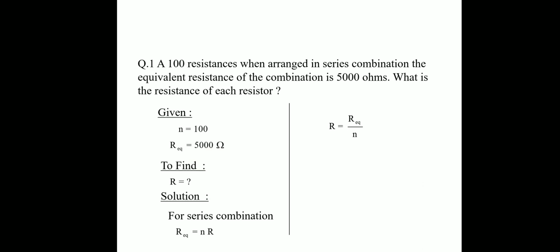So this is our first step, getting the right formula. Second step is do the substitution. So simple, R equivalent is 5000, we know. So we'll put it here, and number of resistors are 100. So we'll put it here like this. And if we cancel two zeros from top and bottom, then we will end up getting 50 ohm.